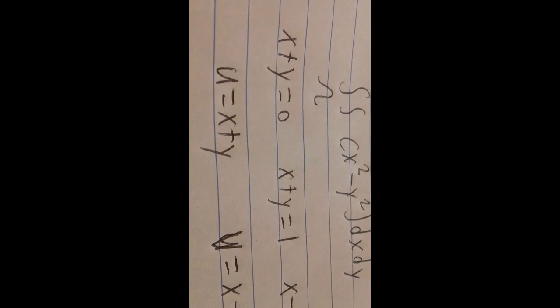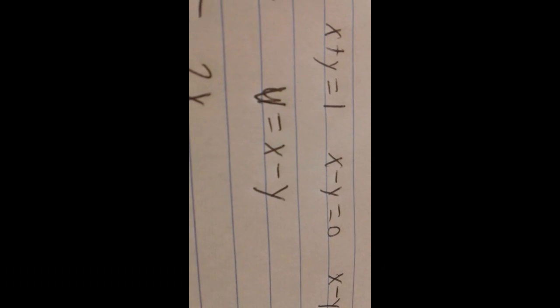So we set u equal to the two x plus y's, right? And we set v equal to the two x minus y's. So we know ahead of time our range is going to be from 0 to 1 and from 0 to 2.